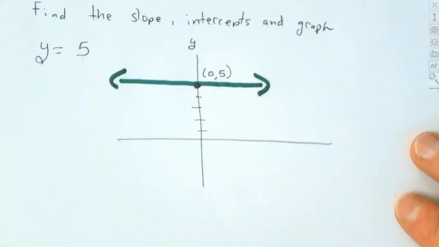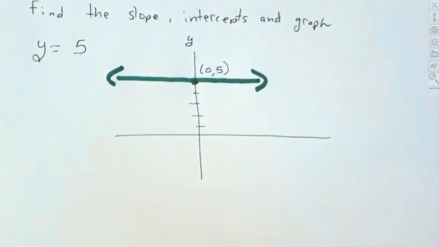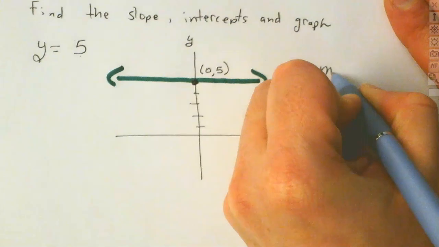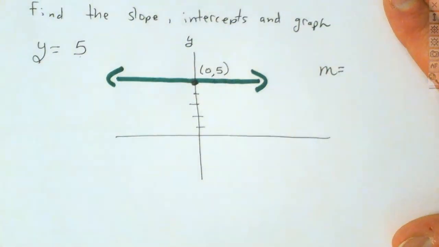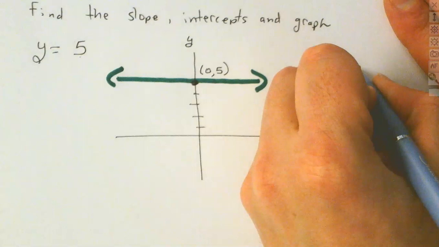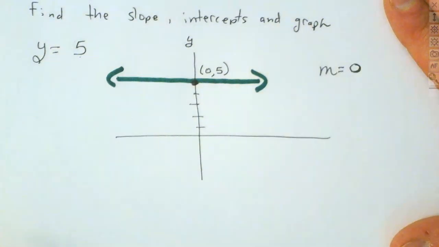Now let's answer the question. So we've got it graphed. We did that first because it's a little bit different because it's a horizontal line. It's a y line. Y lines are horizontal. X lines are vertical. What is the slope of this line going to be? Is it 0 or is it undefined? Which one? 0. So in this case, my slope would be 0 because it's horizontal.